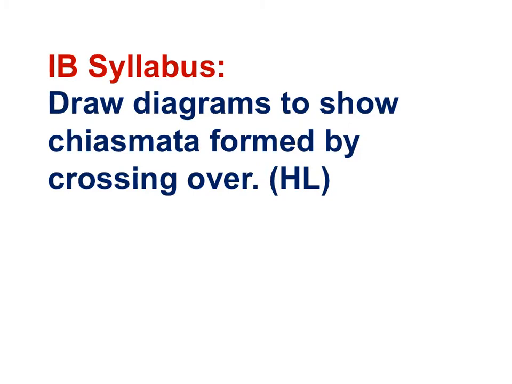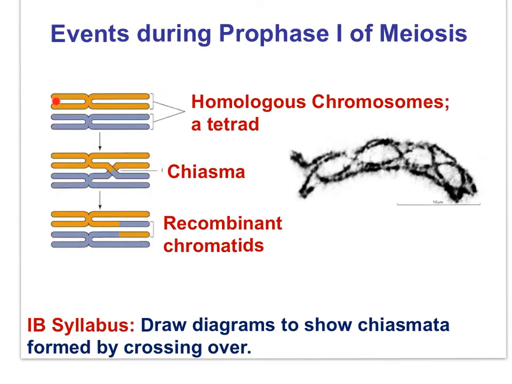Here's another higher level IB syllabus statement. Draw diagrams to show chiasmata formed by crossing over. Once again, here is our tetrad during prophase I of meiosis. Here is a chiasma, a region of crossover. The 4 chromatids, 1, 2, 3, 4, including the recombinant chromatids, will segregate through meiosis into different gametes.